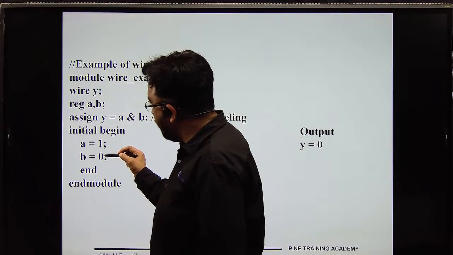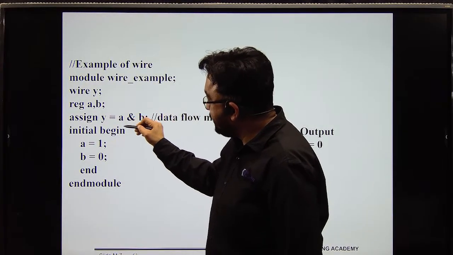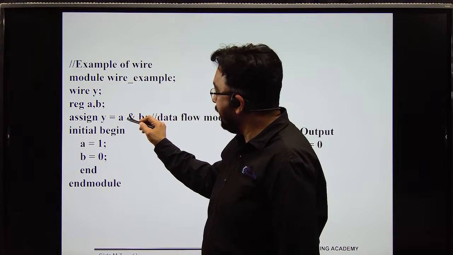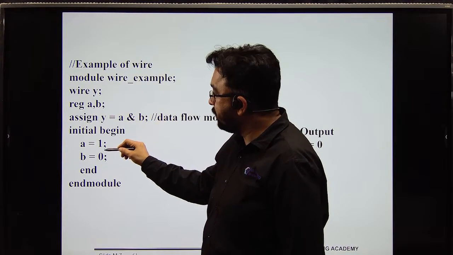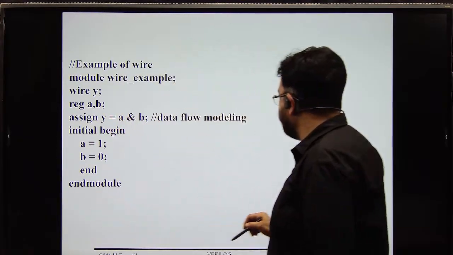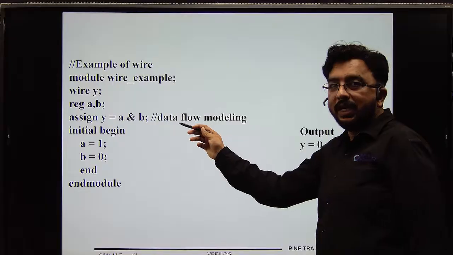Then we have performed one operation, an ANDing operation: a and b. The value of a is 1, b is 0. So what is the output of y? The output of y is 0 because it is an AND operation.